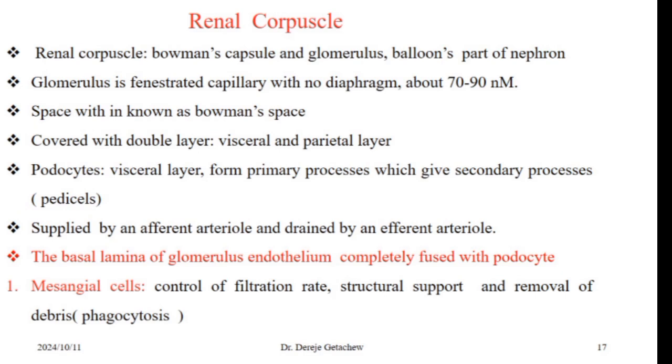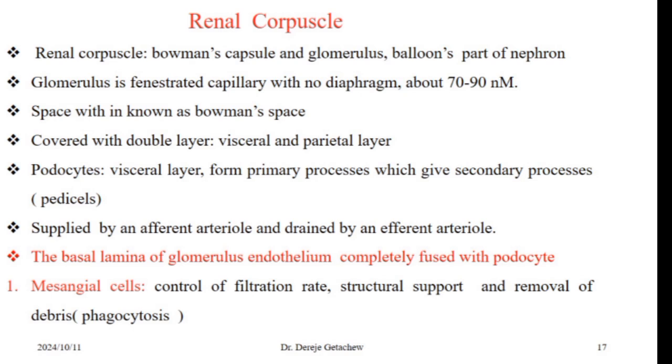So the renal corpuscle is composed of Bowman's capsule and glomerulus. These renal corpuscles are the balloon part of the nephron. The glomerulus is a fenestrated capillary that lacks a diaphragm, and the space within the corpuscle is known as Bowman's space. This Bowman's space is covered with a double layer, the visceral and parietal layer.